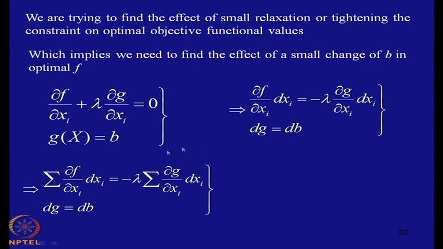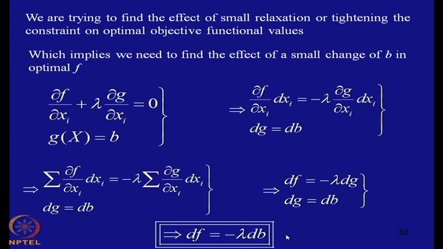Now, in the next step we have taken the summation over all i's, considering all decision variables together on the left hand side, as well as considering the right hand side, and we can generate that df is equal to minus lambda dg. Rather, we can say that df is equal to minus lambda dB, because as we know dg is equal to dB, we have just done that. Now, this relation gives us some more ideas about the Lagrange multiplier. Let us see what is happening.